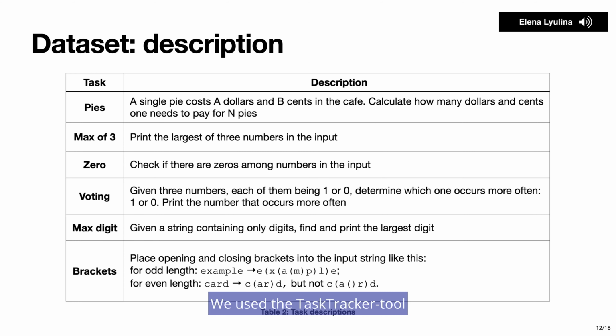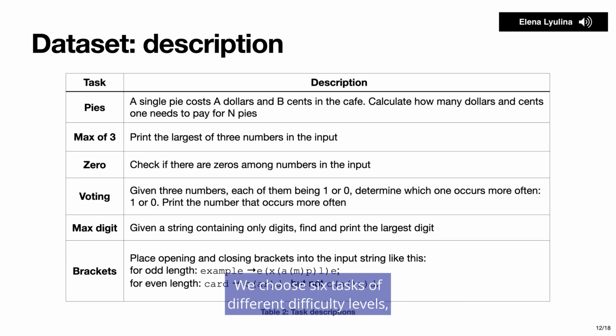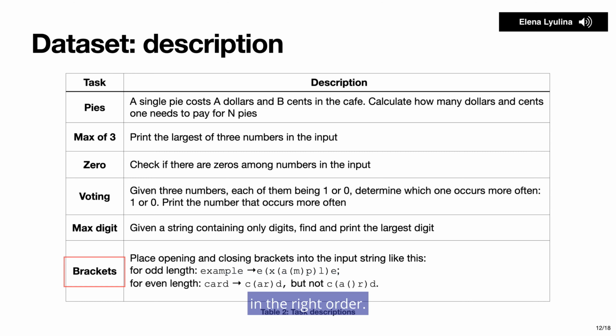We used Task Tracker tool to collect a dataset of problem-solving activity data. We chose 6 tasks of different difficulty levels, the easiest of which was to count the cost of n pies given the cost of 1 pie, and the hardest one was to place the brackets in the right order.